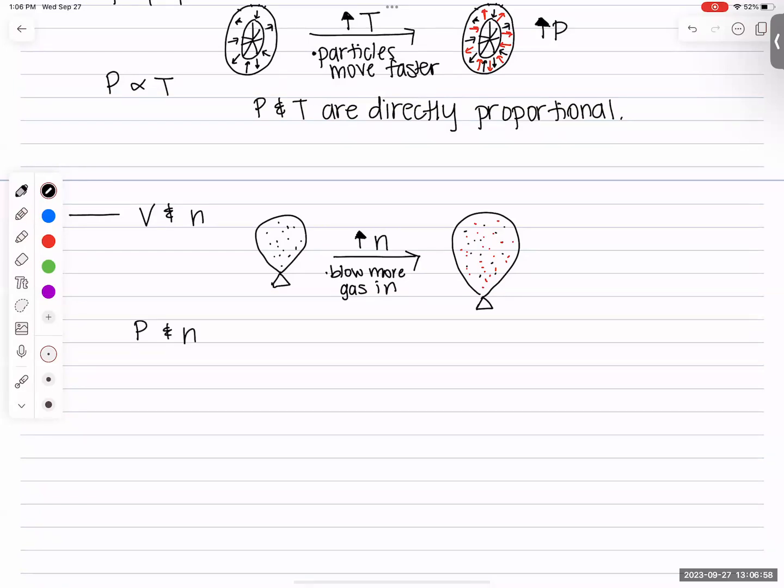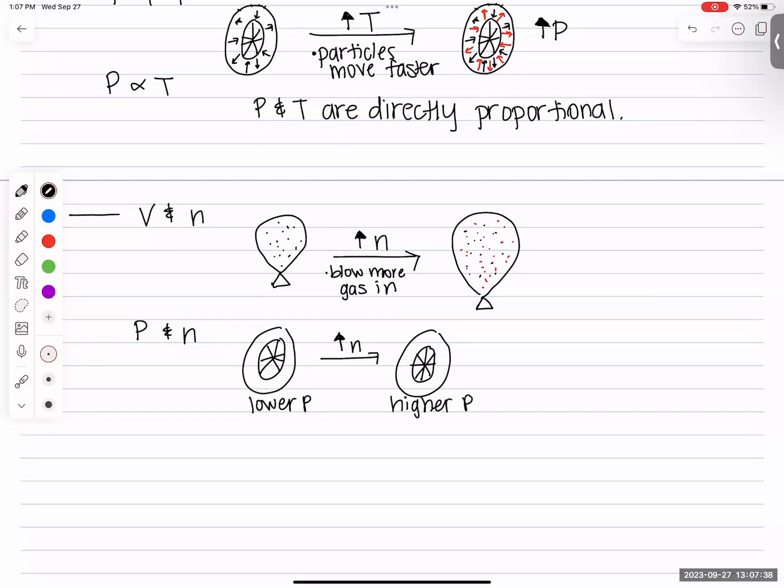Pressure and N. If it's a closed container, like your tire, if you put more air in your tire, it's not going to get bigger. It's not going to increase in volume. It can increase a little bit in volume. You maybe see that a flat tire looks a little different, but what you're actually going to be measuring is the pressure, right? Lower pressure, higher pressure. So you can measure that. Put more air into your tires, and then read the pressure. It's going to be higher, right? Because we're assuming the tire is not leaking gas all the time. It's not like an open container.